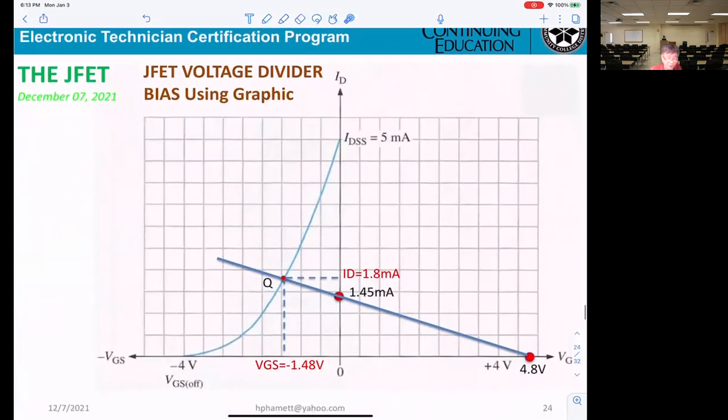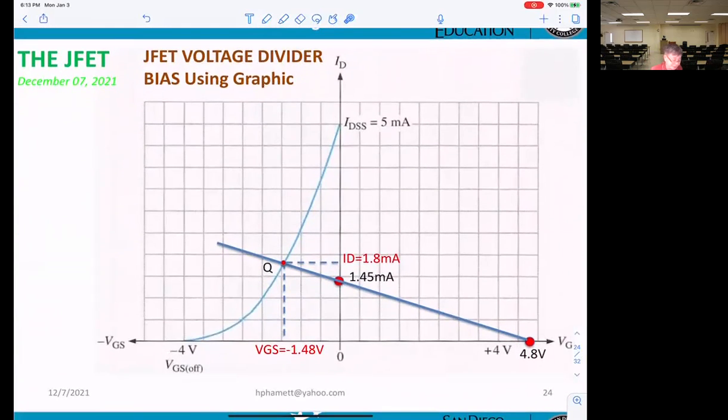And then this is the graphic, how we can get the Q point. So you need to identify 2 points. Point A here, point B here. You draw the line, intersection with the curve here. That's what we call the Q point. Go to the right, you get the ID. Going down, you get the VGS. Okay, any question up to this point?